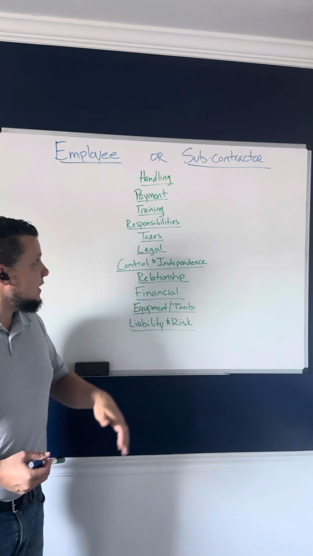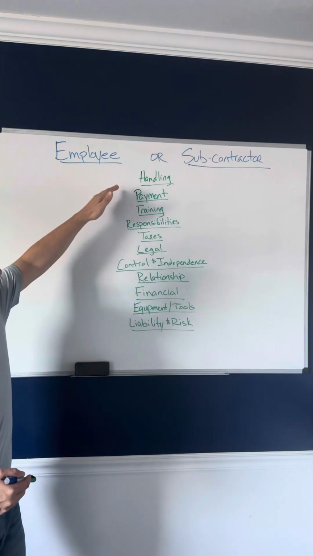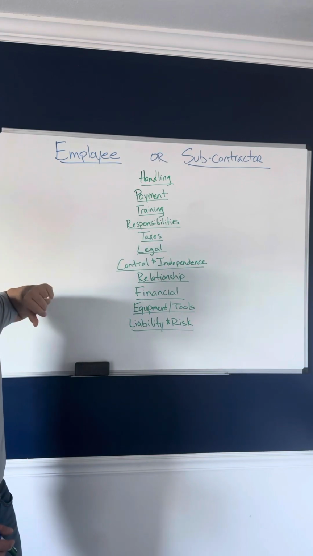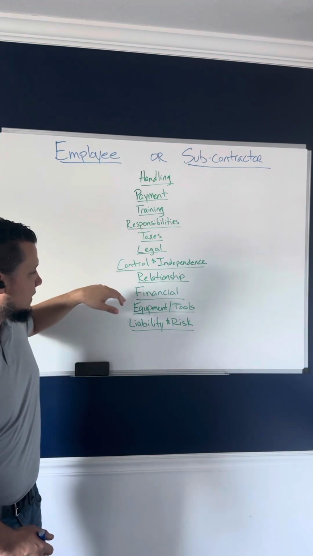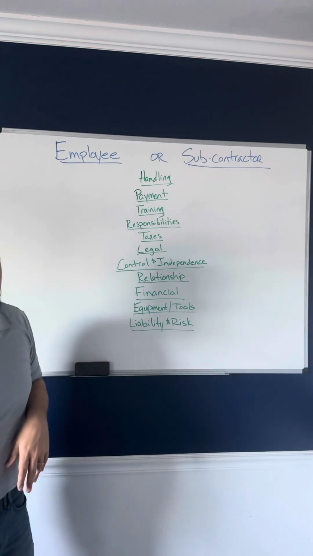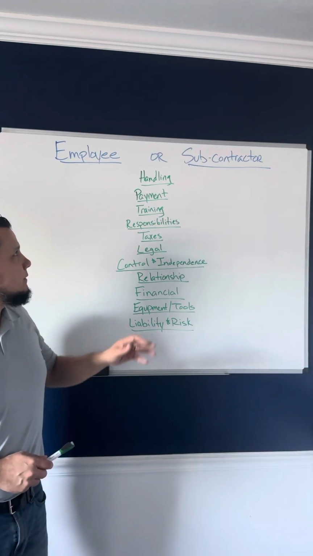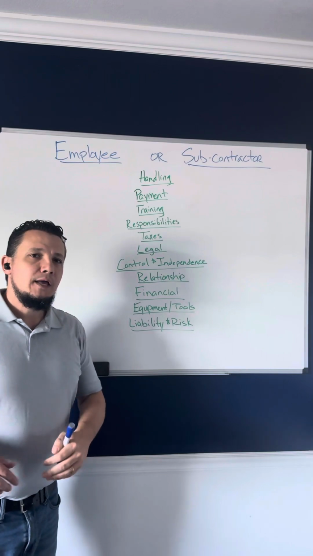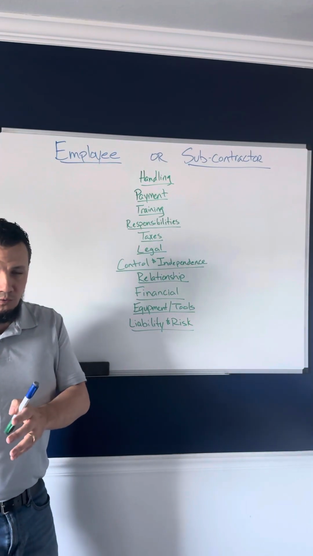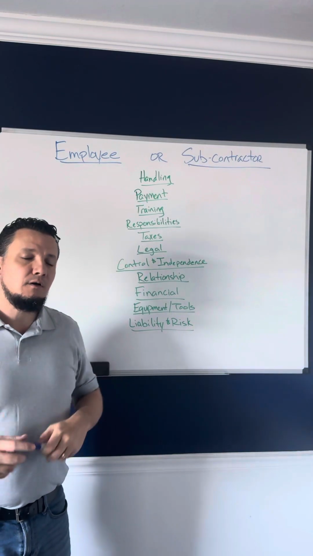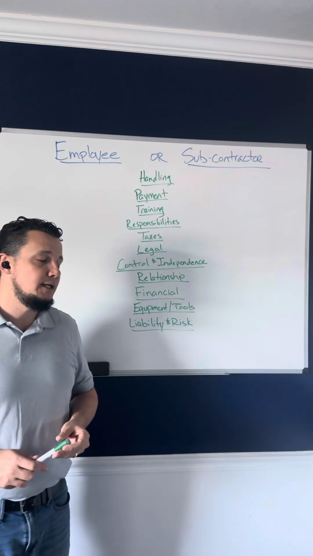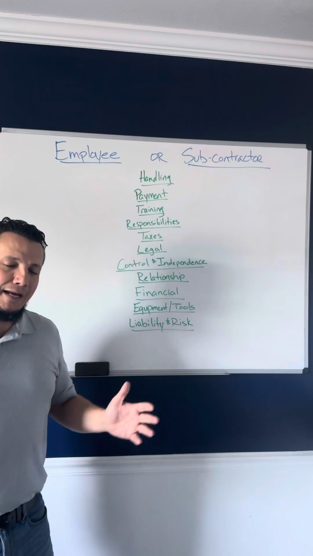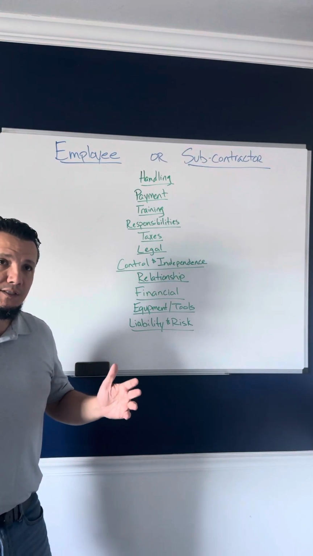So there are 11 things that we're going to look at, everything from handling to payments, training, responsibility of both parties, the taxes, the legal requirements, the control and independence, the relationship, financial, equipment and tools, and then liability and risk of both parties. So when we look at the first point, handling, this is how you, as the contractor or business that is hiring someone, whether it is an employee or a subcontractor, how you and their handling of what needs to happen works together.